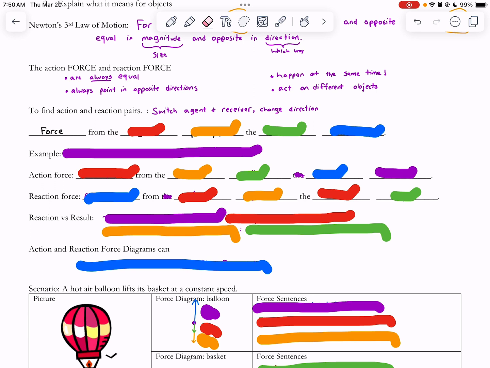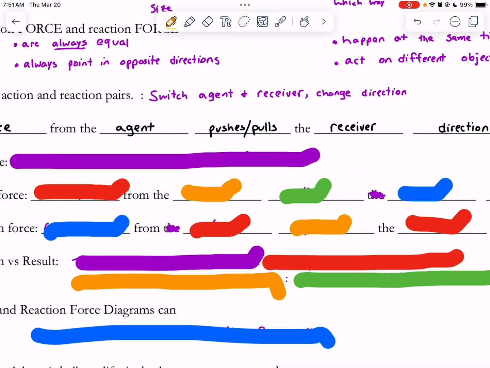It started with a force from the agent pushes or pulls the receiver in some direction, okay? And then we can edit that sentence to make it make more sense when we read it. We're going to do an example where we actually switch the agent and receiver, and we're going to do the opposite direction. I'm going to edit this. I'm going to zoom in.